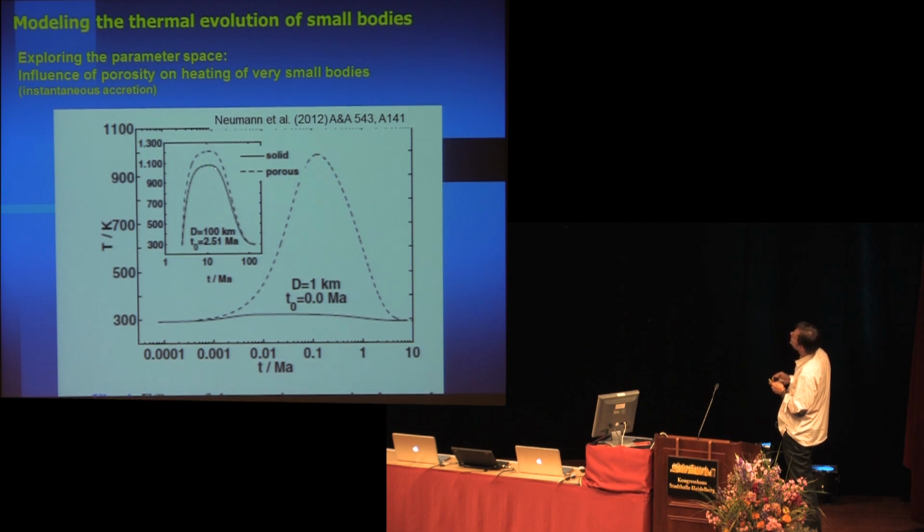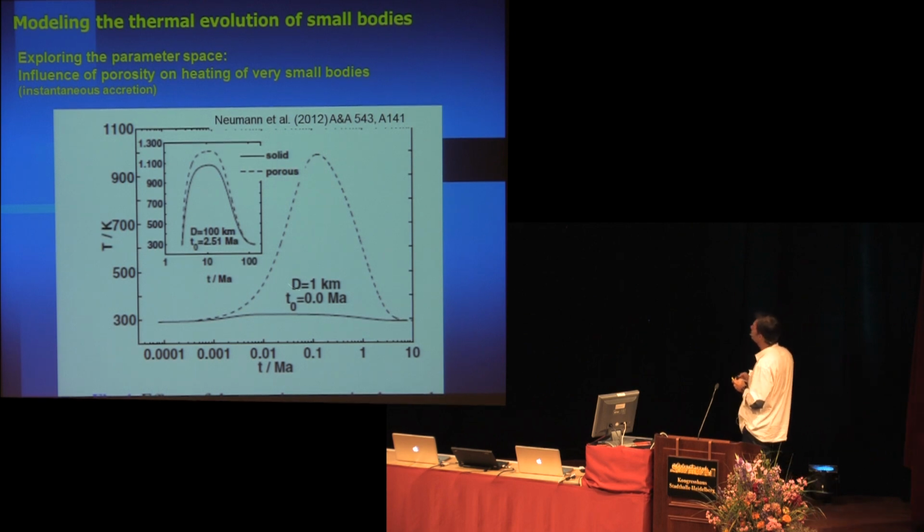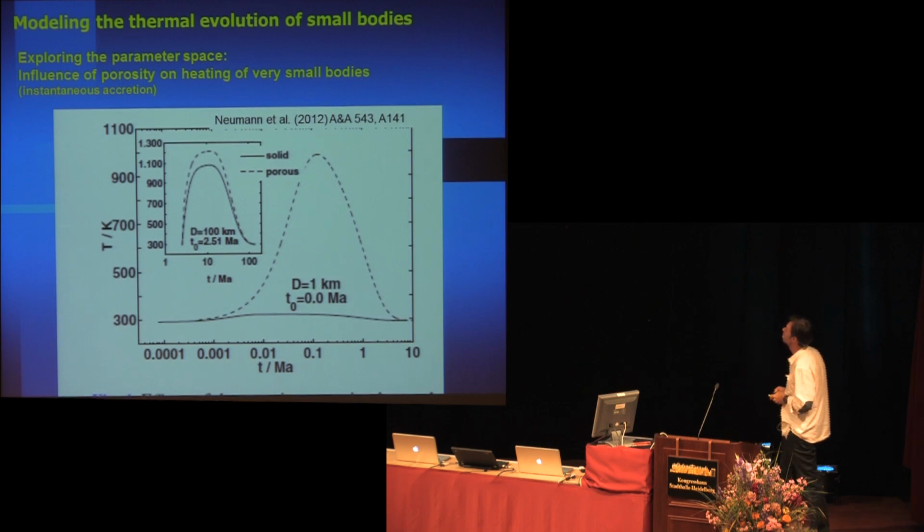And the difference between the solid material and the porous material is significant, but maybe on the order of 100 to 200 Kelvin. But if you have a planetesimal which is as small as 1 kilometer, then the difference is much more significant. For the solid material, you get hardly any heating effects. For the porous material, you can achieve heating up to 1000 Kelvin. So this is, even for small planetesimals, astonishing.